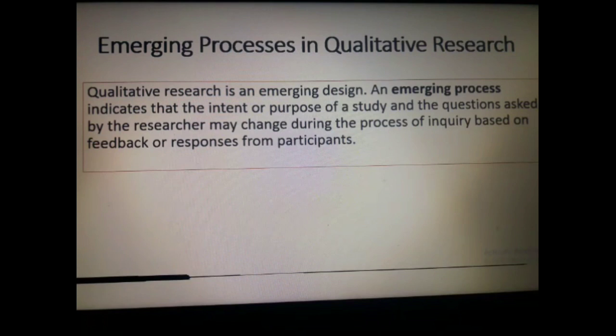So we will talk about the writing process in qualitative research. But before that, let's talk about the emerging process in qualitative research. Qualitative research is an emerging design. An emerging process indicates that the intent or purpose of a study and the questions asked by the researcher may change during the process. Why? Because we know that qualitative research is subjective, and different people may have different perspectives.